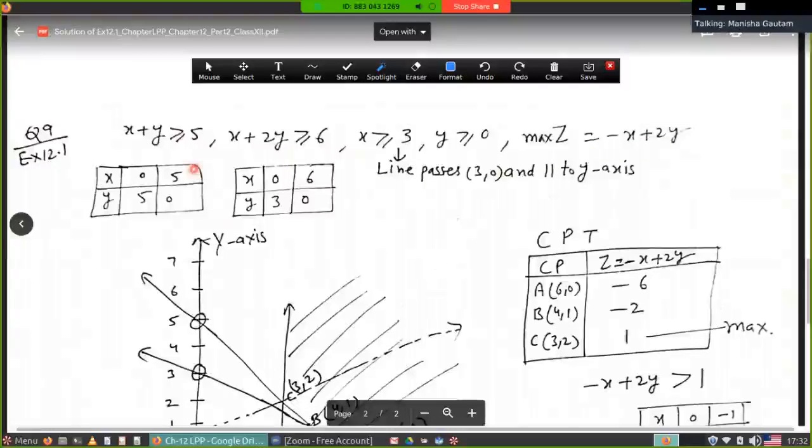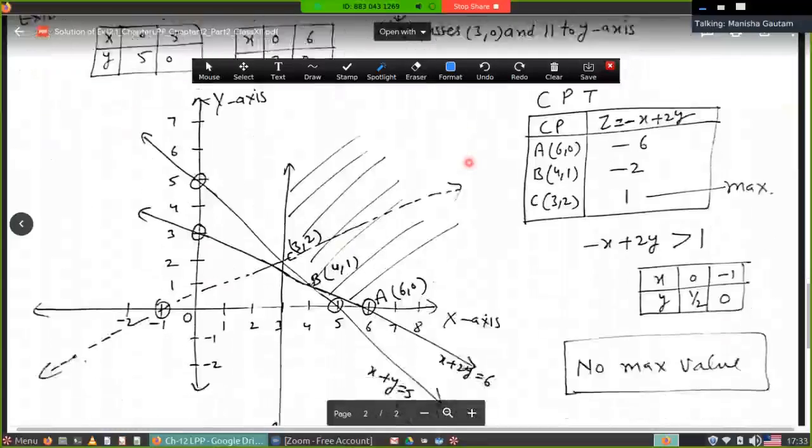Now make the table of the first inequality. If x is equal to 0, then y is 5. If y is 0, then x is 5. For the second inequality, frame the table. The third inequality is x greater than or equal to 3. As you know, x equal to 3 is a line which passes through (3, 0) and is parallel to the y-axis. And y equal to 0 means the x-axis. Okay. Now plot the graph.